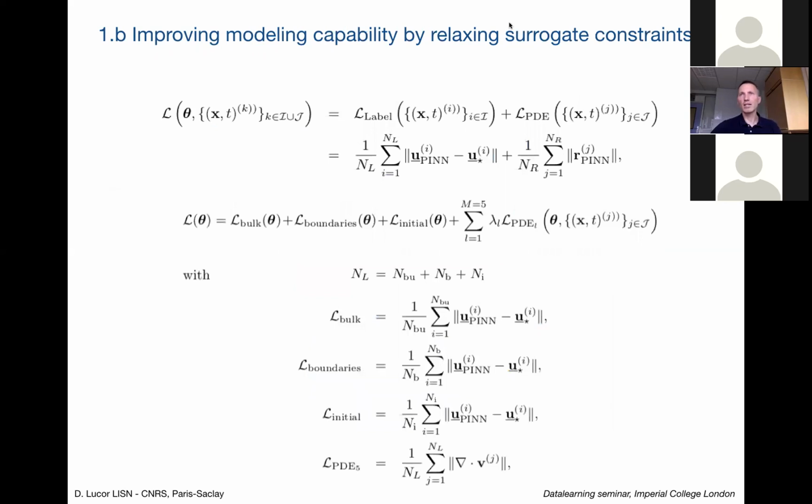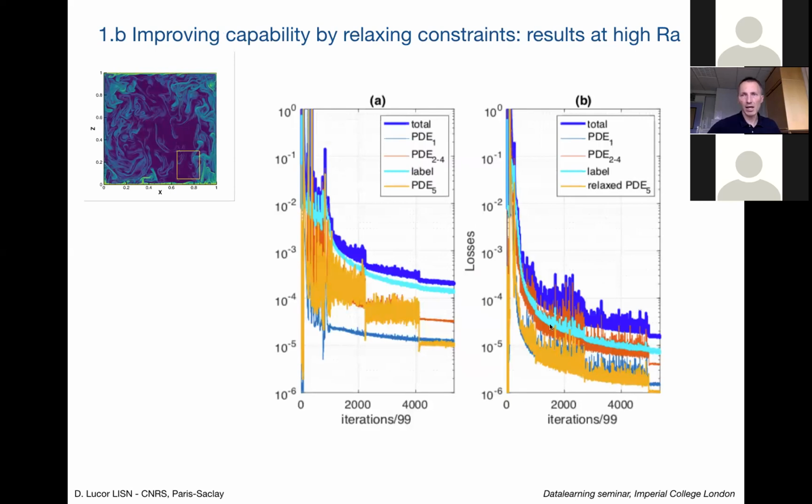So what we propose is to relax a little bit the surrogate constraint. So if I represent the loss function here as some contributions, the data, the labels being broken down in the bulk, the boundaries, the initial conditions. So this is fine. People have proposed some adaptive weighting of those terms on the label side. This is one approach. What we do is to look at the PDE side, and we assign some weight to each contribution. And we carefully tune the weight to relax the last equation here, the PDE5, the one related to the divergence. And this helps tremendously. So just changing the weight of this contribution not only is going to reduce a lot the error of this particular equation, but it's also going to benefit all the other constraints.